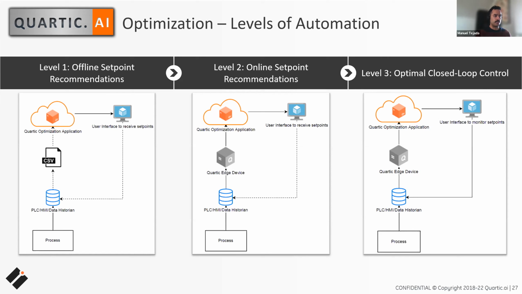Now in level 2, we're automating data collection. So you can see that we've got solid lines from your current point of data collection to the application. And this is enabled by our edge device, which is designed to tie into most common industrial protocols. Finally, in level 3, you see all lines are solid. At this point, we achieve optimal closed loop control because set points are written back to the controller automatically.